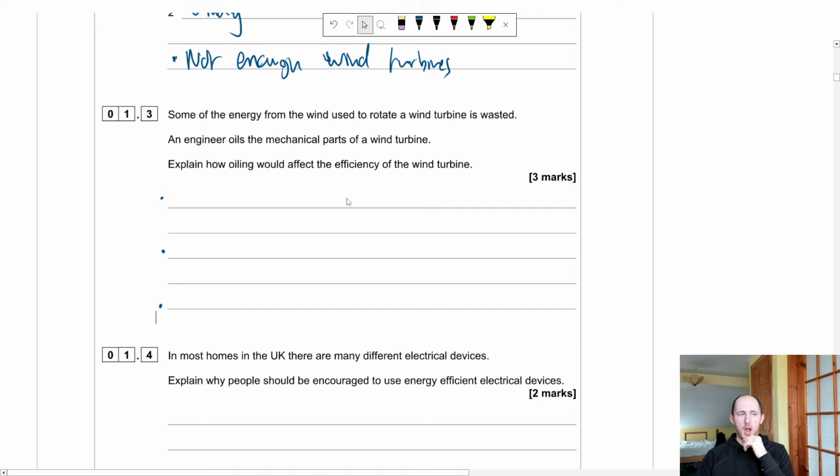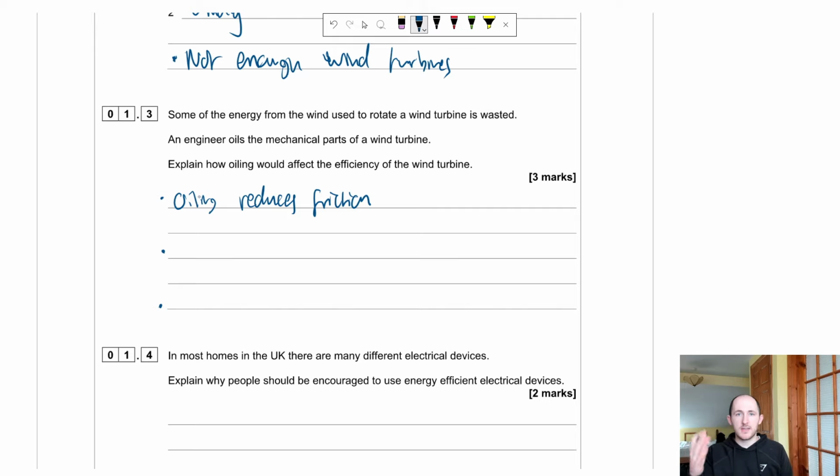Well, what I like to do is actually start. So sometimes in mark schemes they would say efficiency increase or decrease, and then you say why. I prefer to do it backwards. So what is the effect of oiling the mechanical parts of a wind turbine? Well, why do we oil something? To reduce friction. Oiling reduces friction. So what does that mean in this context? Well, it means less energy is wasted. Less energy wasted. If you want, you can say as heat, because that's what friction really is.